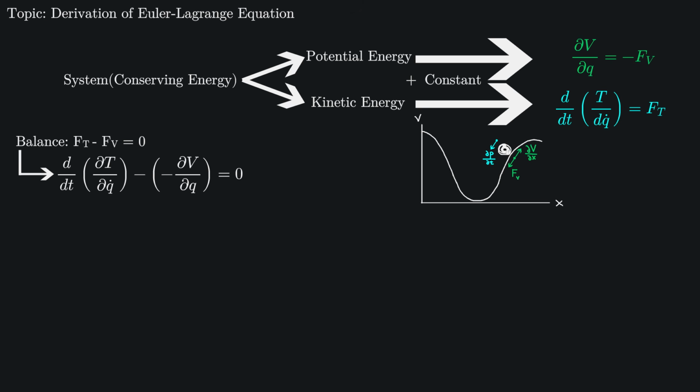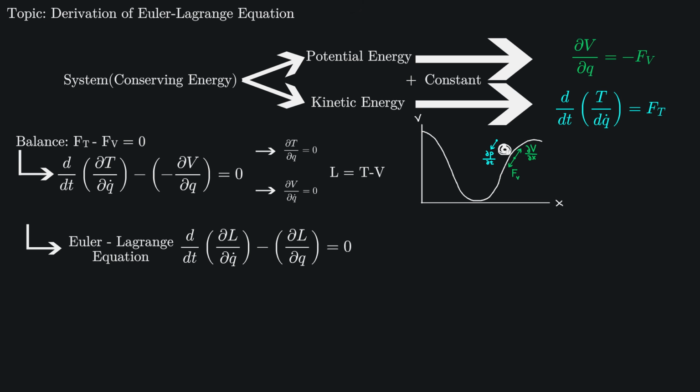Notice a mathematical trick here. The derivative with respect to velocity ignores potential energy, and the derivative with respect to position ignores kinetic energy. This allows us to combine them into a single master function called the Lagrangian, or L. This equation predicts the future of complex systems far better than Newton's. The Lagrangian tells us the exact energy exchange of the system at any given moment.